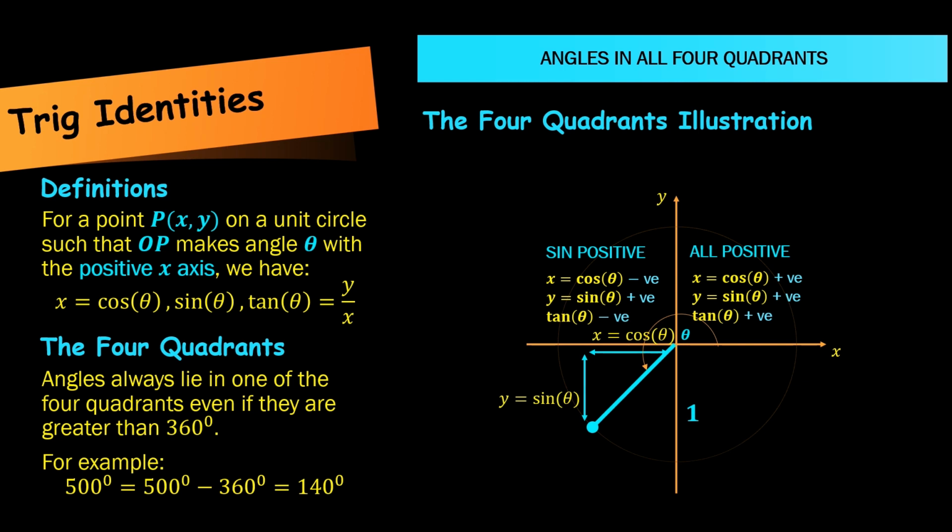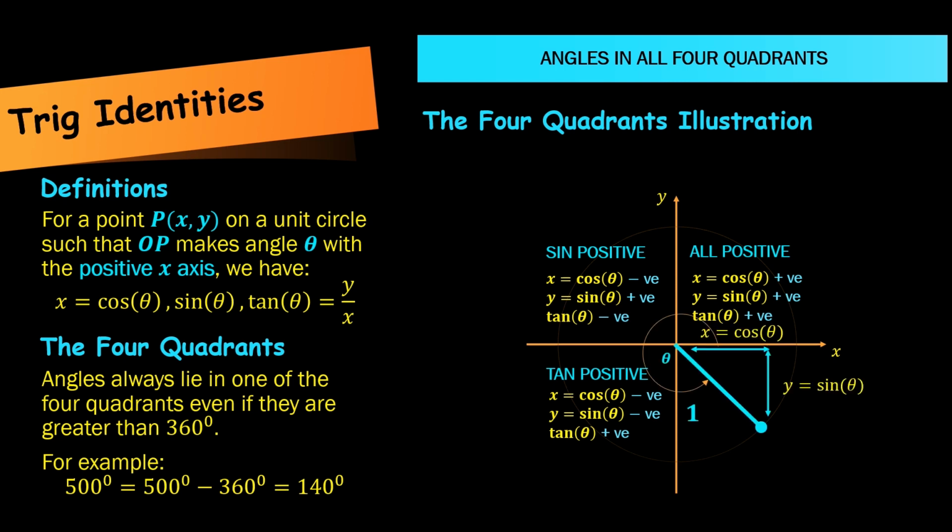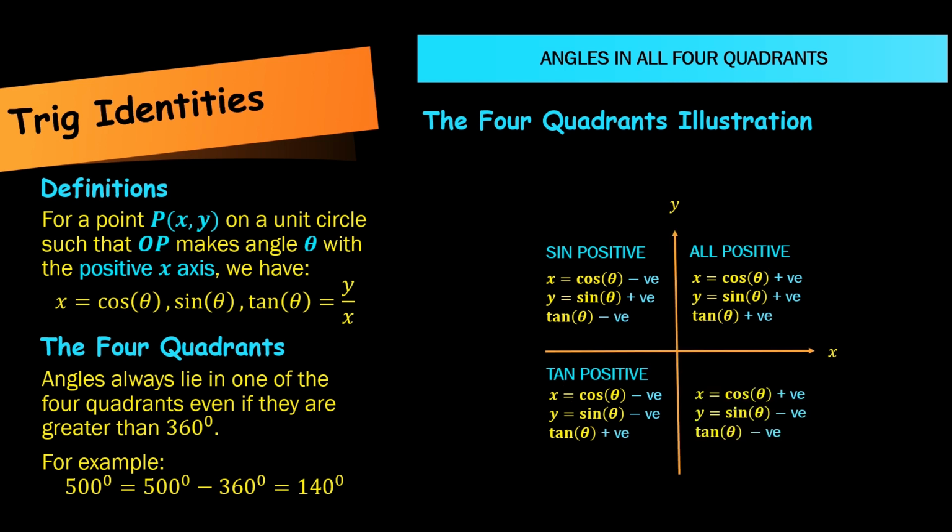In the third quadrant, x is negative, y is negative, and of course, since tan is defined as y over x, tan is positive. So tan is the only one which is positive out of the three. And finally, in the fourth quadrant, we have that x is positive, y is negative, and therefore tan is also negative. So cos is the only one of the three which is positive.